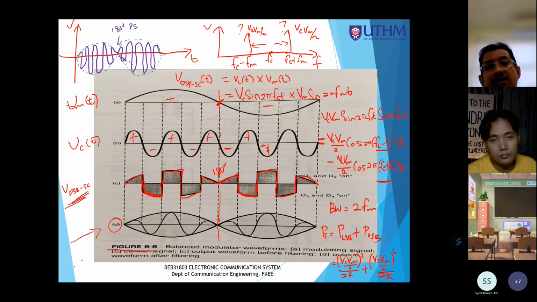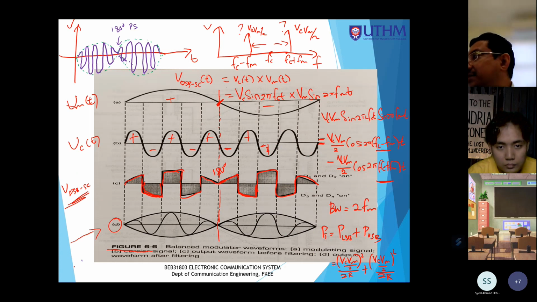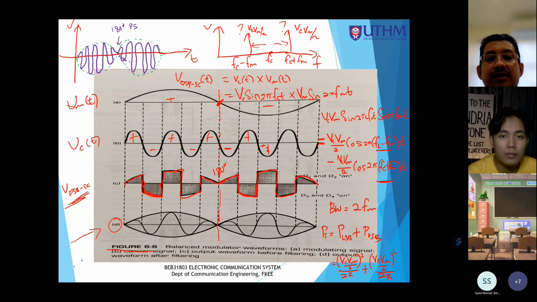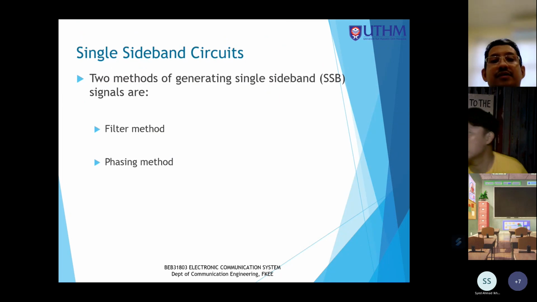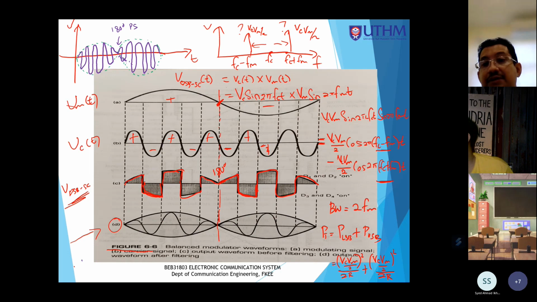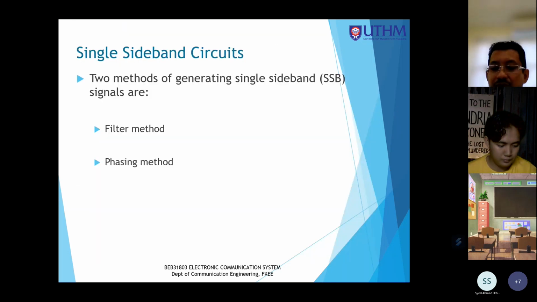Okay, so ini berkenaan dengan double sideband suppressed carrier. So ada pertanyaan tak? Nanti ini juga berkaitan dengan yang seterusnya. Kalau ada soalan boleh tanya sekarang. Otherwise, I move to the next topic, which is the single sideband circuit. Ini saya anggap tak ada soalan. Kalau ada, you can interrupt me anytime.